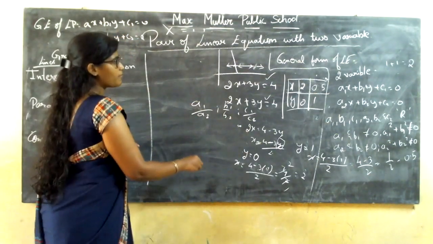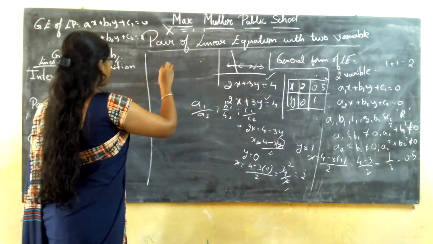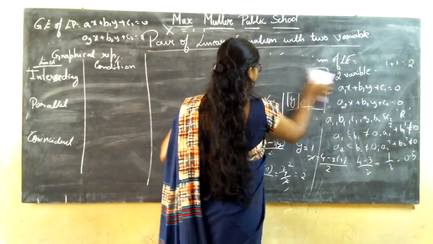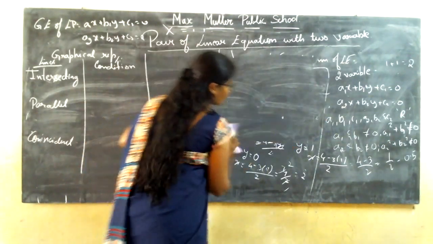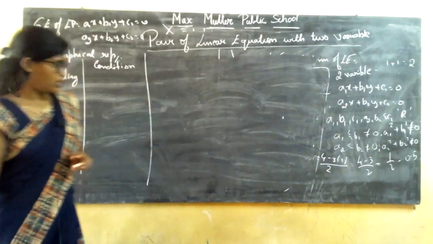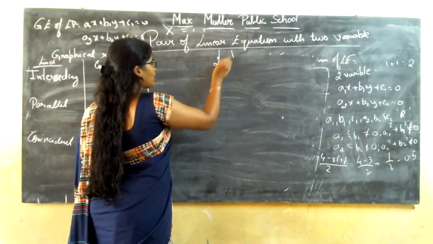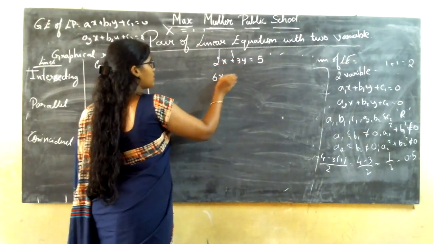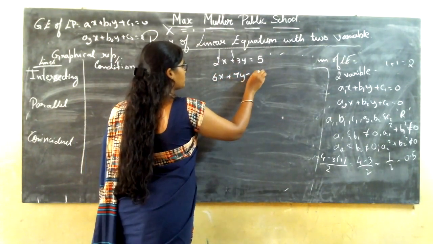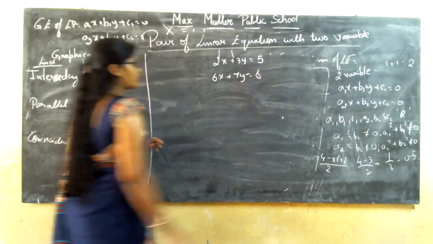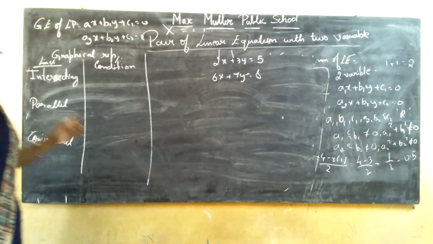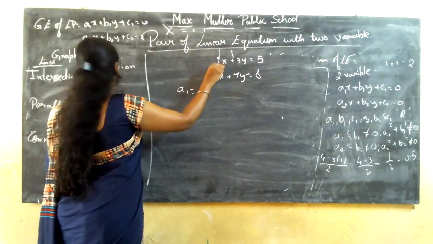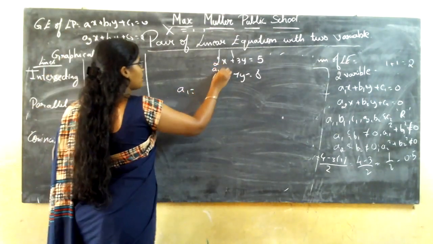For example, I will take a random equation: 2x plus 3y is equal to 5 and 6x plus 7y is equal to 8. Now let me identify the coefficients. In place of a1, what has been written? Let me write it here, the general formula.